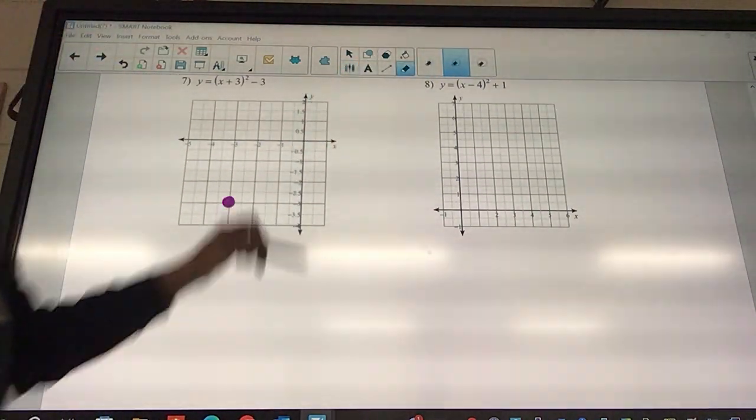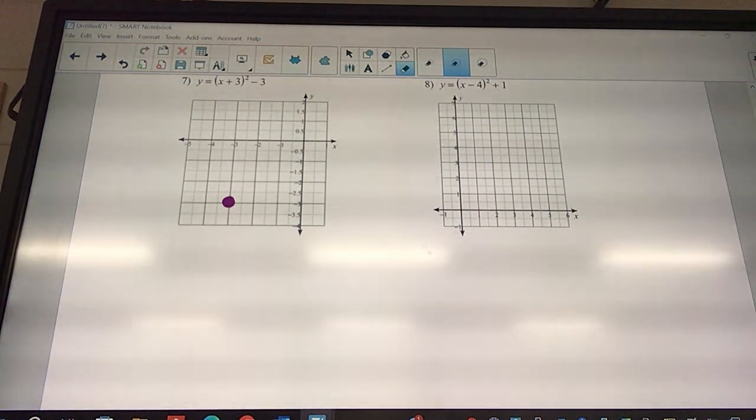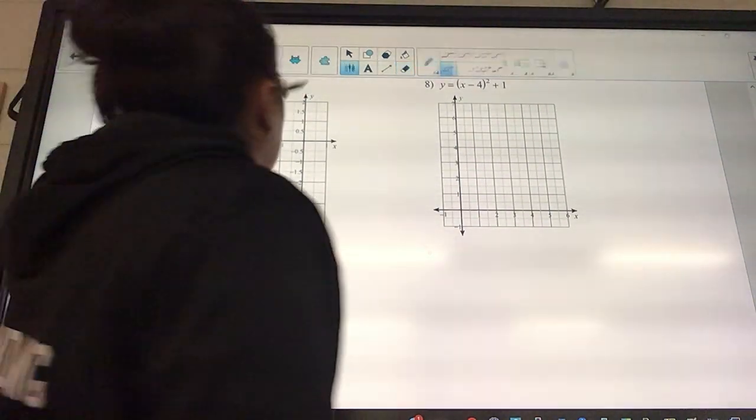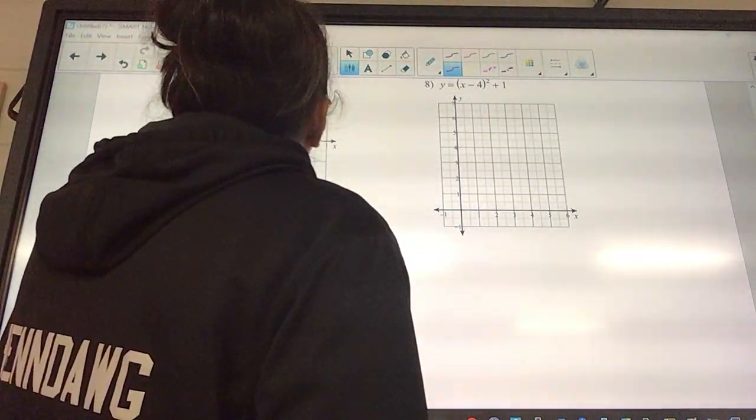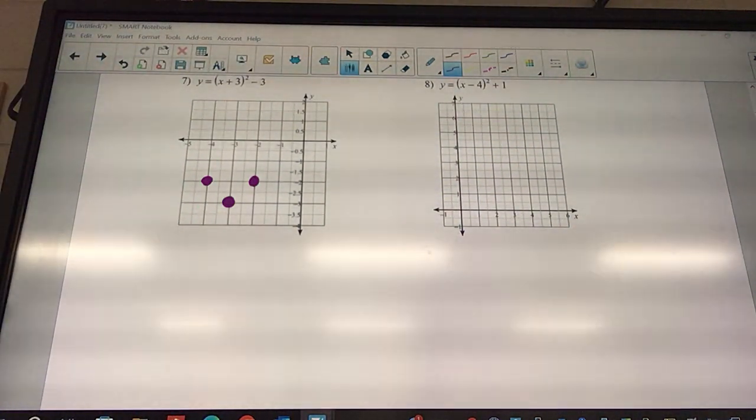Okay, and again, because we're getting there, does this graph open up or downwards? It's going to open upwards. Okay, so then if it opens upwards, you're going to go up 1 over 1. And up 1 over 1. Okay, from the vertex, you're going to go up 4 over 2.